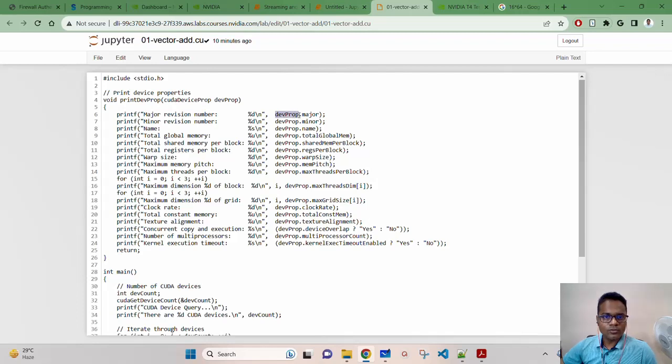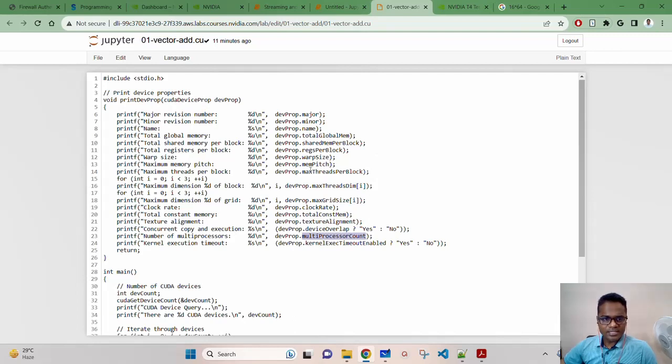Now we simply have to go into that structure and print the details. devProp.major will give me the major version of that GPU. devProp.minor will give me the minor version. .name will give the name of the GPU. The rest of the parameters are also there, but we will not investigate them as of now because a separate session is required to understand global memory, shared memory, etc. The most important property here is multiprocessor count. devProp.multiProcessorCount will give me the total number of streaming multiprocessors present in my device.